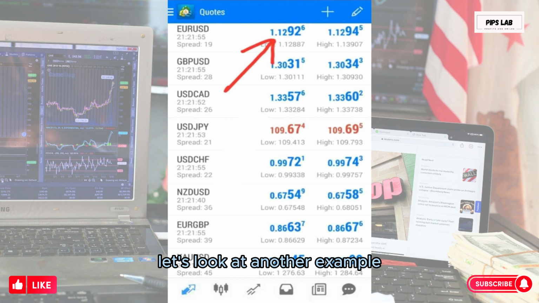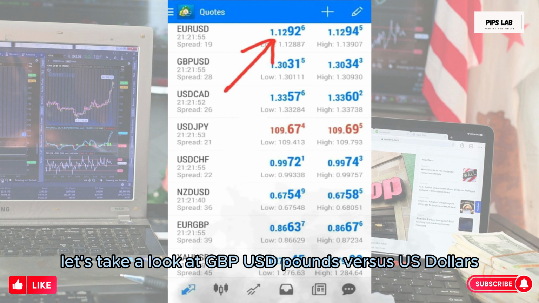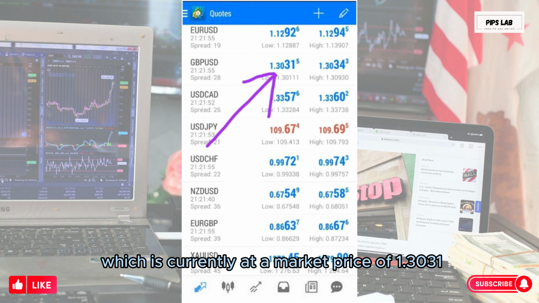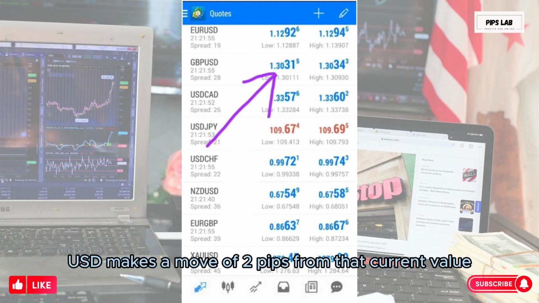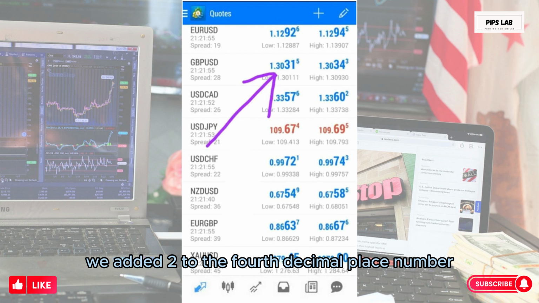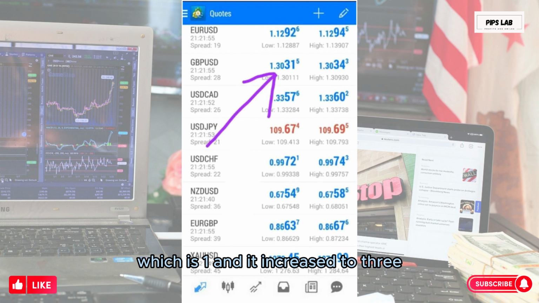Let's look at another example. Let's take a look at GBP/USD, pounds versus US dollars, which is currently at a market price of 1.3031 in the image uploaded above. Now, if GBP/USD makes a move of 2 pips from that current value, its new value would be 1.3033. Now, how did we get this 1.3033? We added 2 to the fourth decimal place number, which is 1, and it increased to 3.